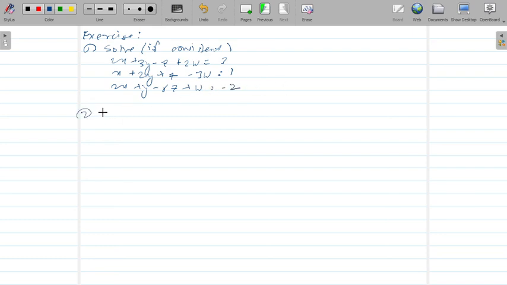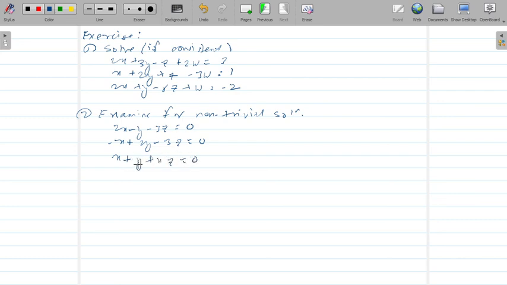Second, examine for non-trivial solution: 2x minus y minus 3z is equal to 0, then minus x plus 2y minus 3z is equal to 0, and then x plus y plus 4z is equal to 0.